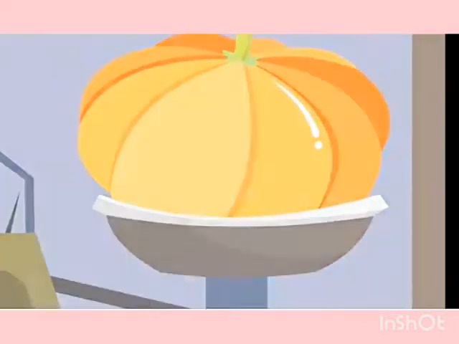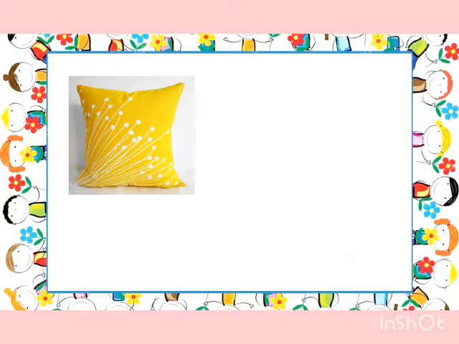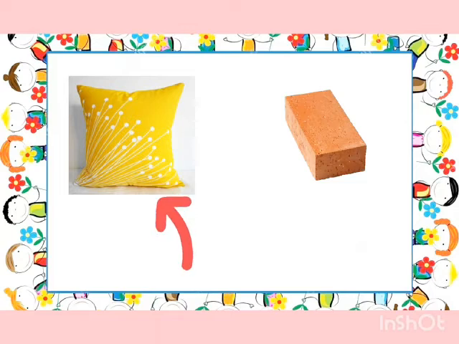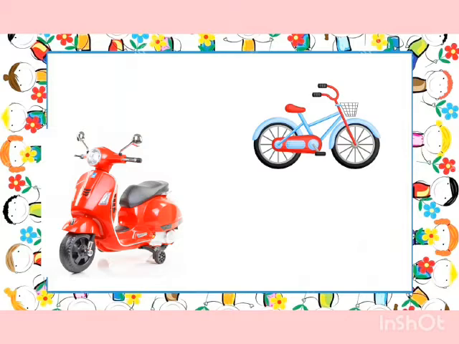Now let's see some more examples related to this concept. Now kids, can you see here? A pillow and a brick. A pillow is lighter than a brick and a brick is heavier than a pillow. Now look at these pictures. A scooter and a bicycle. This bicycle is lighter than a scooter and this scooter is heavier than a bicycle.